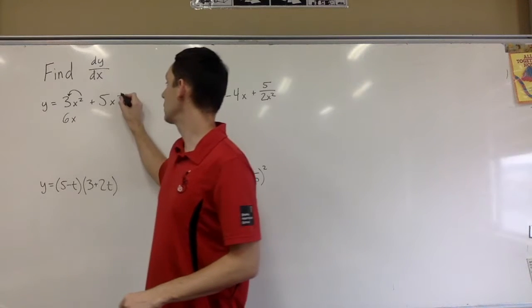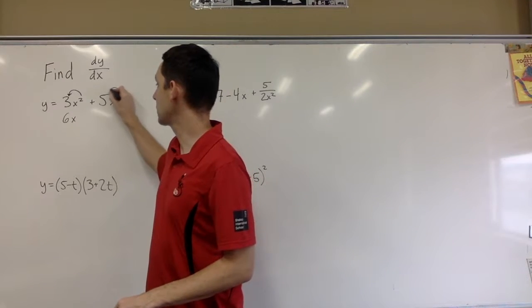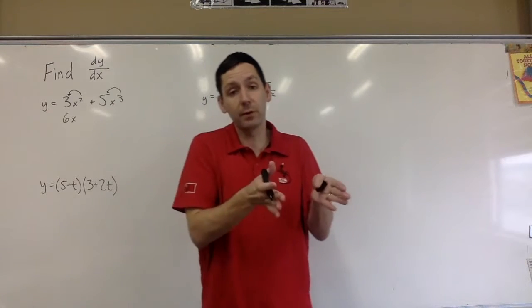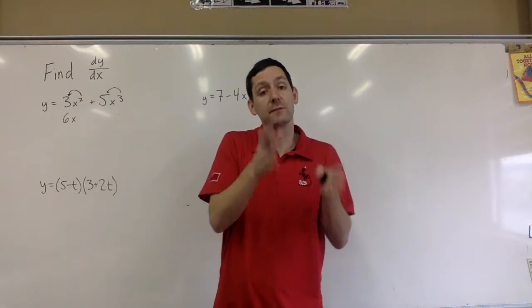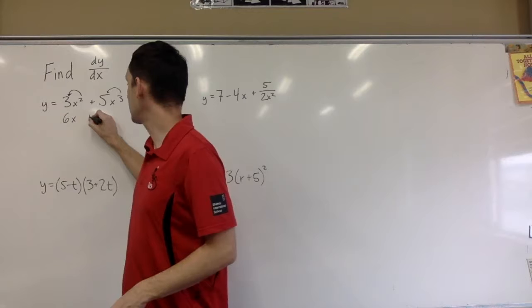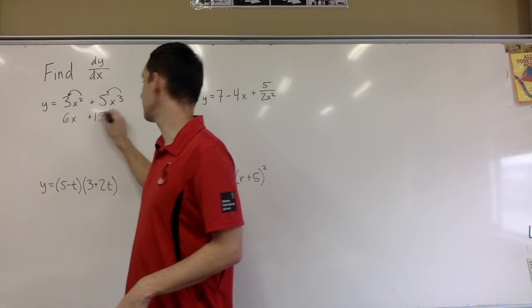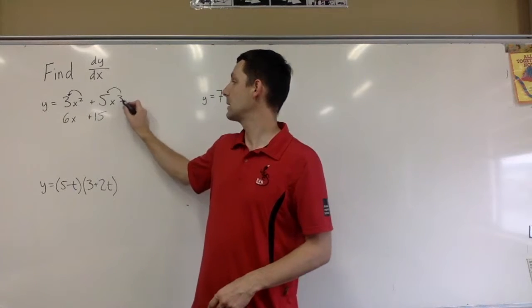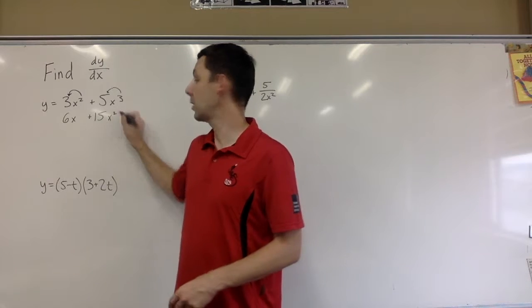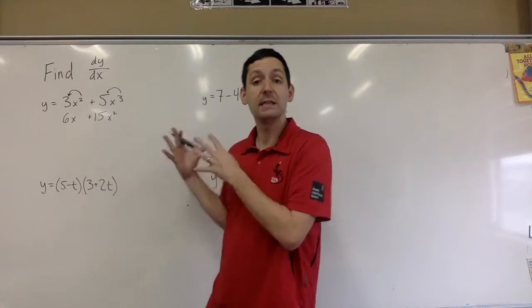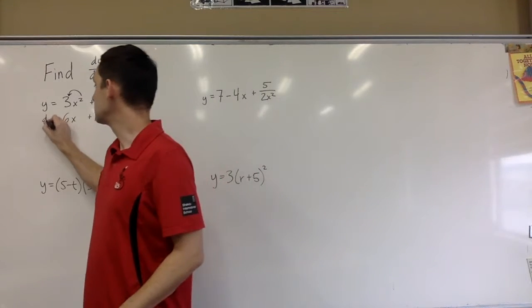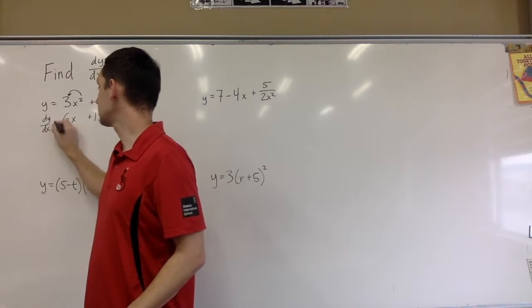And then I'm going to go here also. The exponent is going to be moved in front with the 5, which will give me 3 times 5, which is 15. So I'll have plus, the sign will stay the same unless I have a reason to change it, and subtract 1, which means it will now be x squared. This function is now dy/dx.